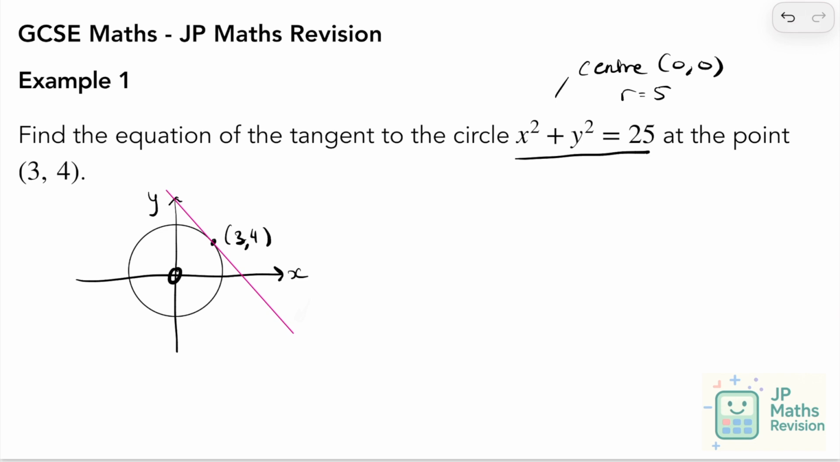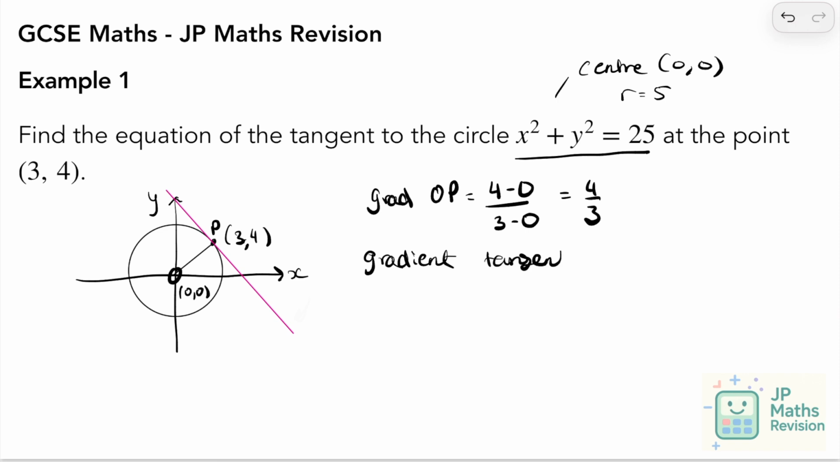So the first thing I need to do is work out the gradient of the radius, because I know the radius passes through the origin and it also passes through the point 3, 4. If I call this point P, I'm going to call it OP, and the gradient is change in y divided by change in x. So it's going to be 4 take away 0 over 3 minus 0, so that's 4 over 3. Now if I want to find the gradient of the tangent, I simply find the negative reciprocal of 4 over 3, because the tangent is perpendicular to the radius. So the gradient of the tangent is minus 3 over 4.